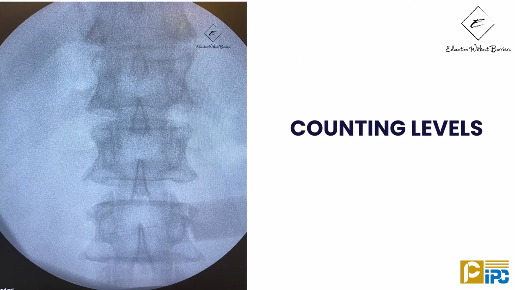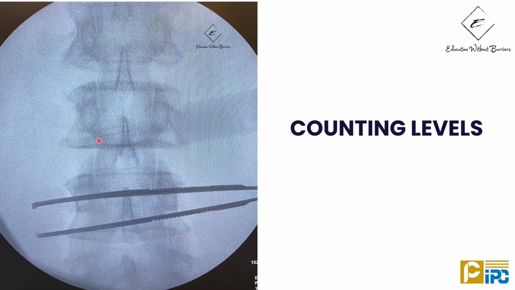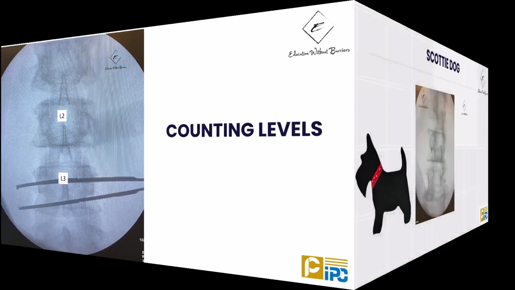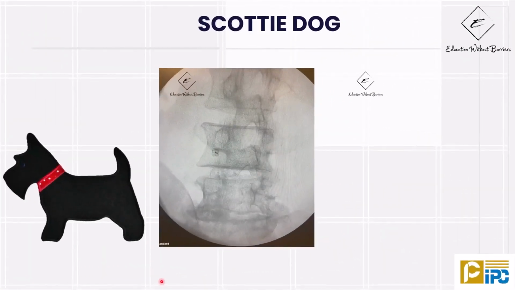So just to show you a practical demonstration, I'm counting levels over here. I can see the last rib over here. So that's T12, this is L1, this is L2, where my needle is, if you notice. Then I move on to the next, keeping the needle where it was on L2, I can count the subsequent levels. So this next one is L3, and then I can move the C-arm further down to count the subsequent levels.